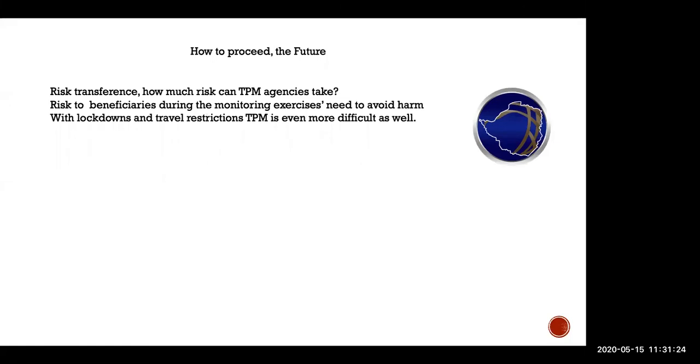So how do you proceed from here, in the face of thinking that TPM is a solution for organizations to go to places that they cannot go to? There's a risk transference. How much risk can TPM agencies take? Most of them are actually profit-making organizations. But how much risk are they willing to take, or is a donor agent or an implementing partner prepared to expose TPM agencies to, even in the face of conflict, or during a volatile situation, or maybe a natural hazard? And then there's risk to beneficiaries during the monitoring exercises. There's a need to avoid harm. So with lockdowns and travel restrictions, TPM is even more difficult. My next slides will look at the possible solutions: what could be done to arrest this.